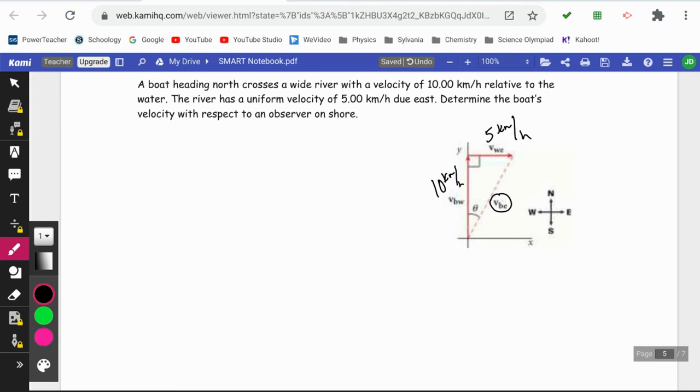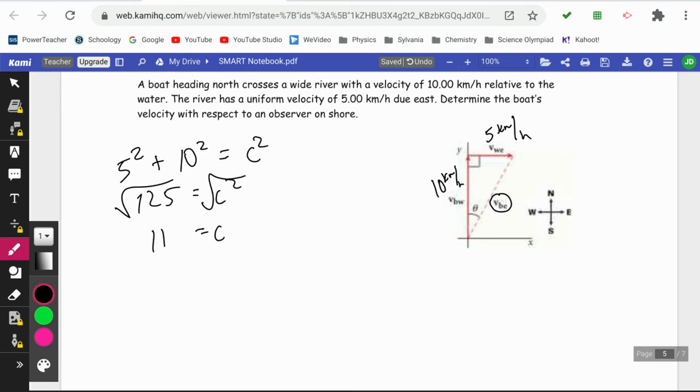You can see this makes a right triangle. The boat's traveling due north, the water's traveling due east. So with that being the case, those are 90 degree angles to each other. We can just do the Pythagorean theorem. So 5 squared plus 10 squared equals c squared, which would be the velocity of the boat relative to the earth. Comes out 125 equals c squared, square root both sides. c comes out to be about 11 kilometers an hour.